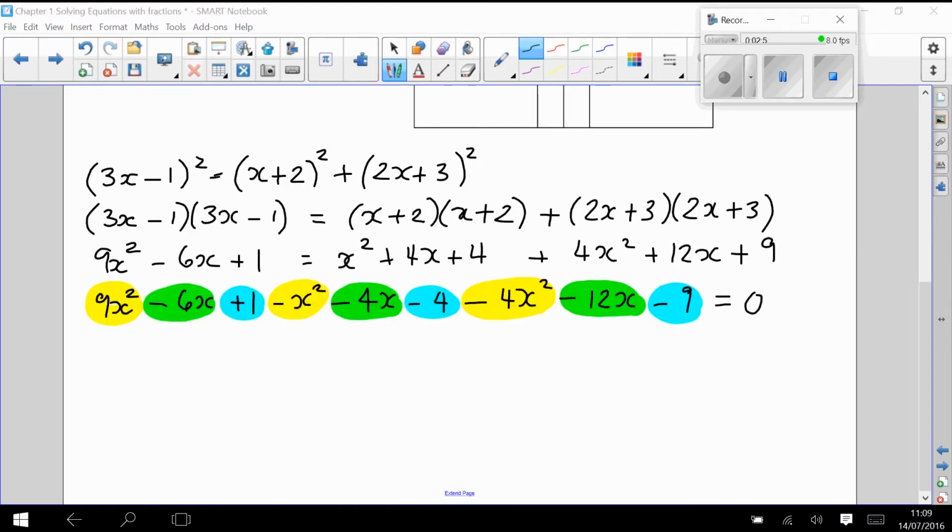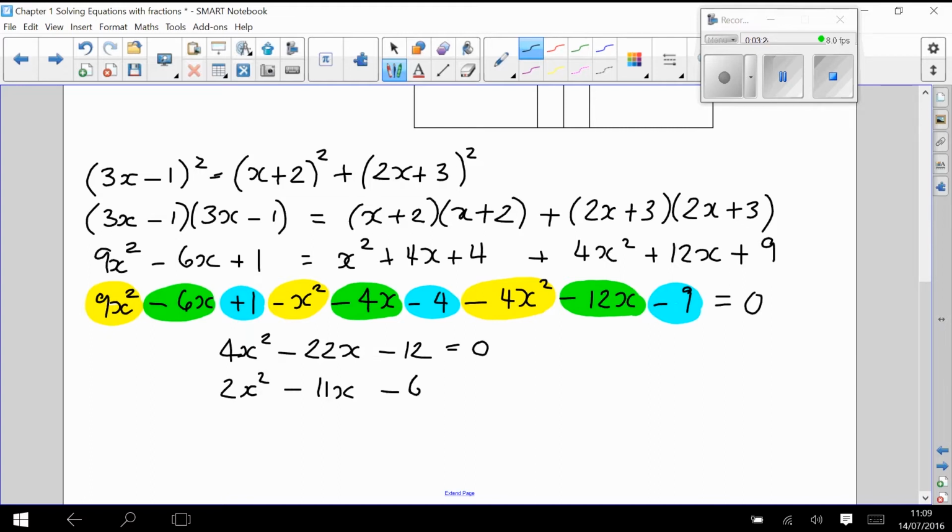Having taken all my information from the right to the left, and then color coding the terms that I'm going to add, once I add these terms, I get that my expression is 4x squared minus 22x minus 12, all equal to 0. On the left-hand side, there is a highest common factor of 2, and taking out that 2 and dividing both sides by that constant, I now have that it is 2x squared minus 11x minus 6 is equal to 0.